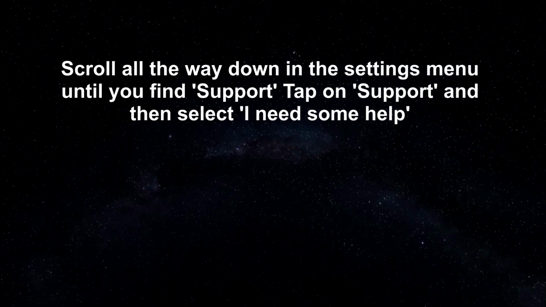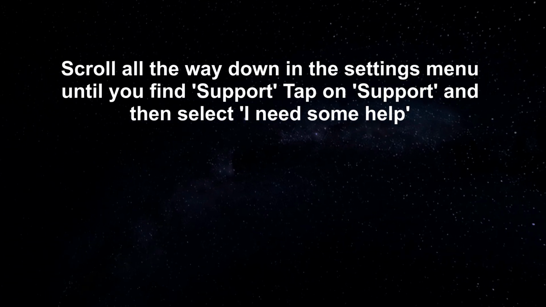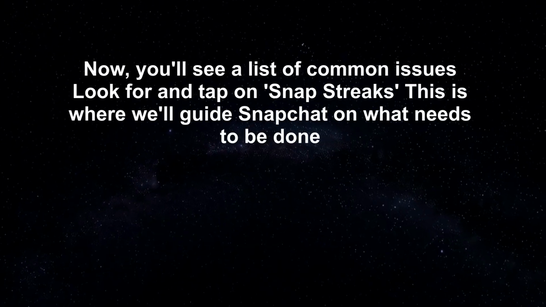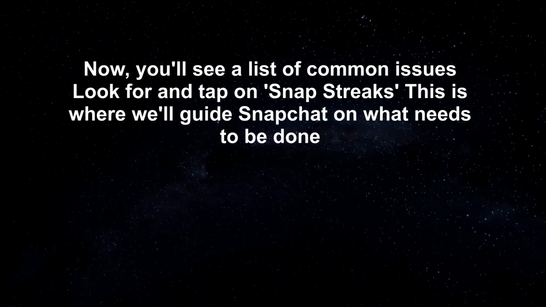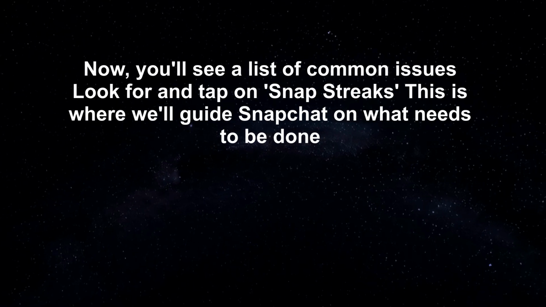Scroll all the way down in the settings menu until you find Support, tap on Support, and then select I need some help. Now, you'll see a list of common issues. Look for and tap on Snap Streaks. This is where we'll guide Snapchat on what needs to be done.